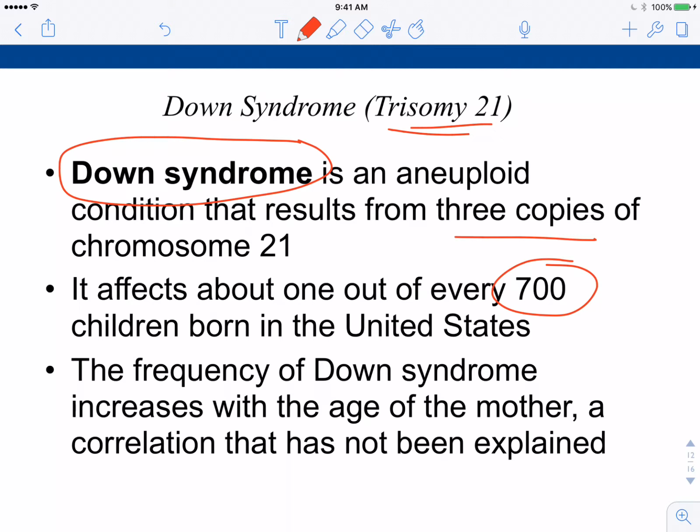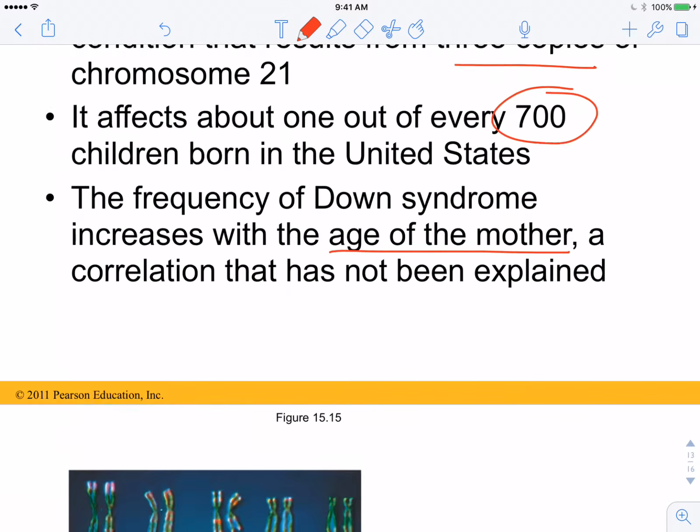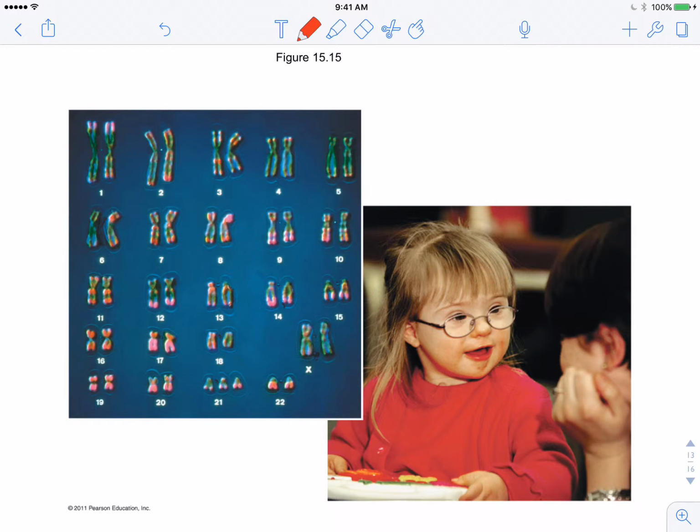The frequency of Down syndrome increases with the age of the mother. And again, it might have to do with the fact that the eggs are getting a little bit old, and so nondisjunction is much more common. You can see here the phenotype of Down syndrome that we're familiar with. And then if you look at the genotype, there are 3 copies of chromosome 21. And this is a little girl because she's XX.